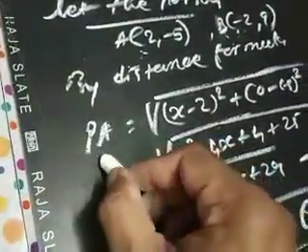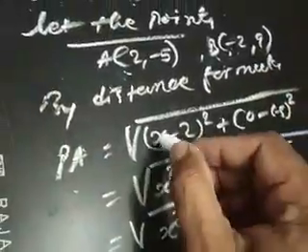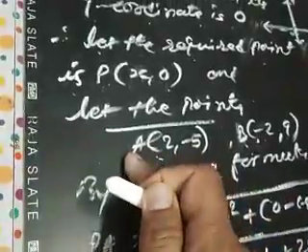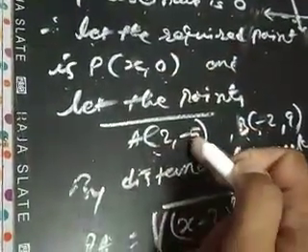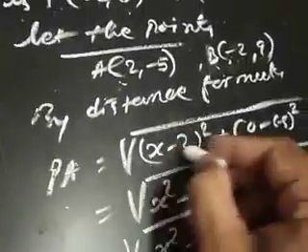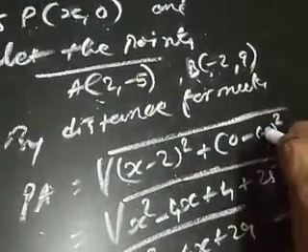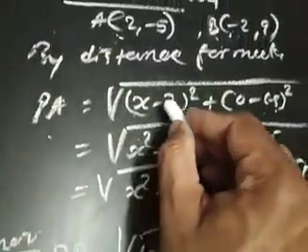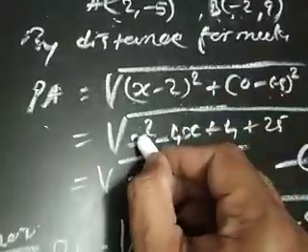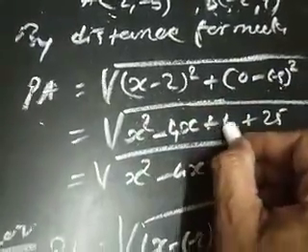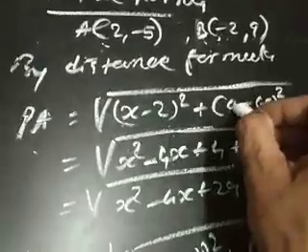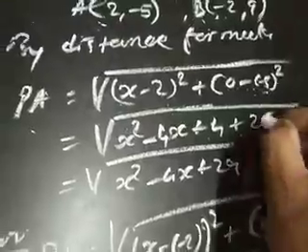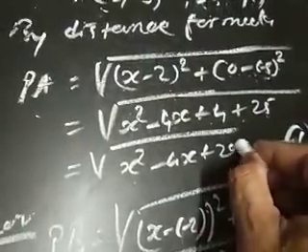So PA, as per the formula, taking P(x, 0) and A(2, -5), is the square root of (x minus 2) squared plus (0 minus (-5)) squared. We open the square: (x minus 2) squared is x squared minus 4x plus 4, plus 0 plus 5, which is 5 squared, 25. So we get this equation: x squared minus 4x plus 29 under the root.